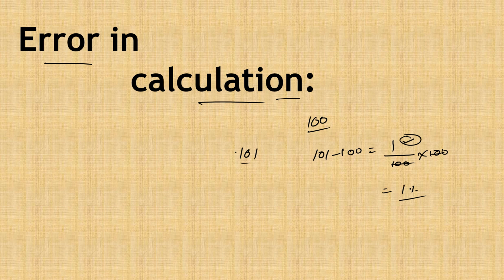If there are 200 notes and you counted it as 201, what is the error? 201 minus 200, that is 1. It is the error, and the error percentage is, total number of notes are actually 200, so 1 by 200 into 100 percentage, 1 by 2, that is 0.5% is the error. Understood?